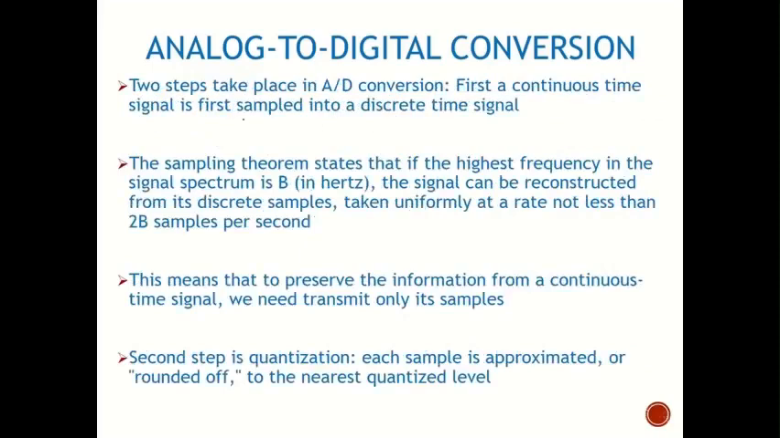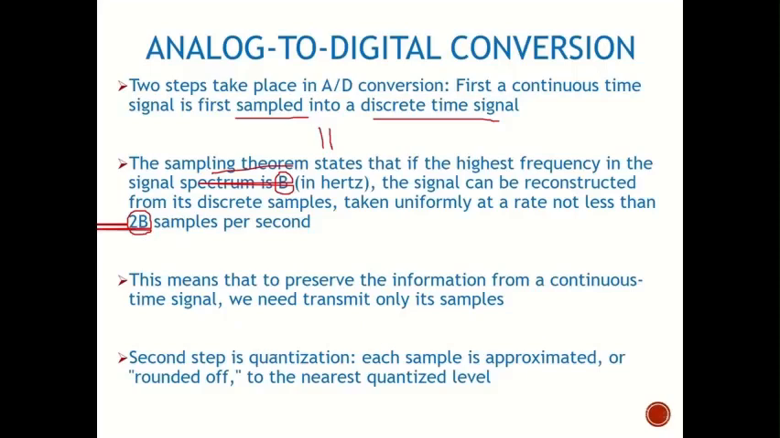First, the continuous time signal is sampled into a discrete time signal, and then we have a sampling theorem which states what the sampling rate should be, how many samples per second we need to reconstruct the signal from its samples. From the Nyquist criteria, we know that it should be at least 2B, 2 times the maximum frequency in the signal. So if the maximum frequency in our analog signal is B, the minimum number of samples should be 2B. They can be larger than 2B, right?